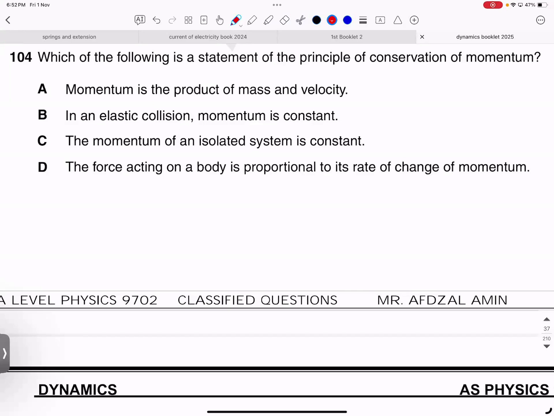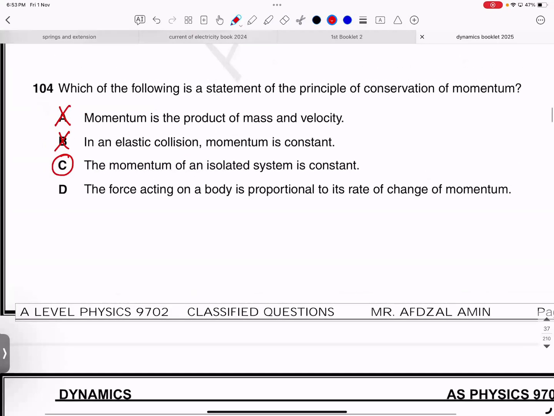Momentum is product of mass and velocity. This is not the principle of conservation of momentum. Elastic collision momentum is constant. Whether it is elastic or inelastic, momentum has to be constant. It is not the principle. The momentum of isolated system is constant. Yes. Isolated system, the total momentum is constant. Force acting on a body is proportional to rate of change in momentum. It's a very good sentence, but it is Newton's second law of motion. Principle of conservation of momentum: total momentum of an isolated system is always constant.